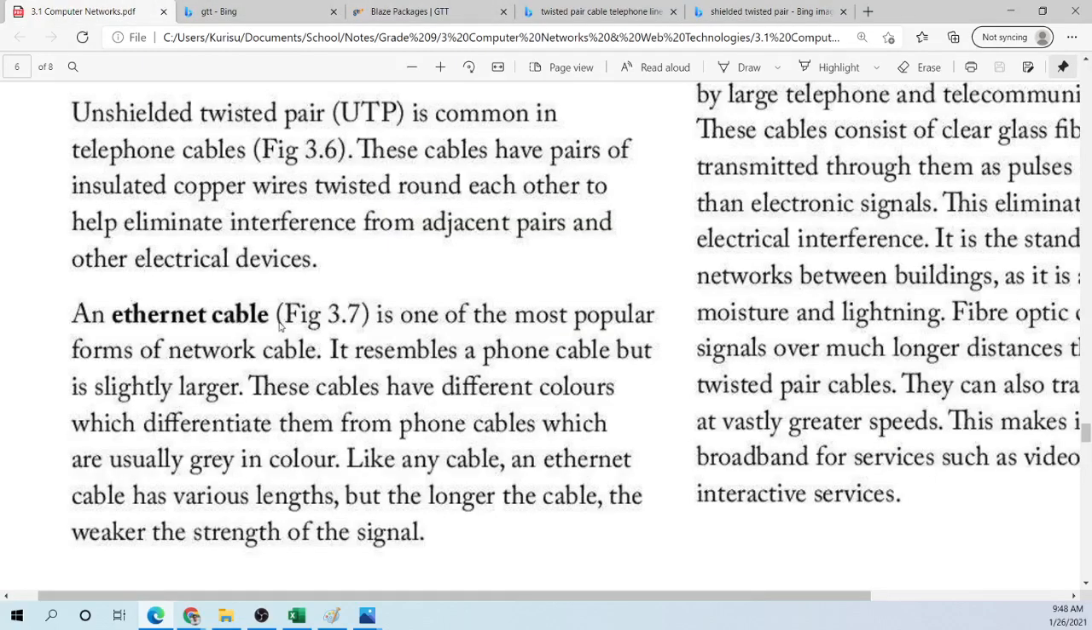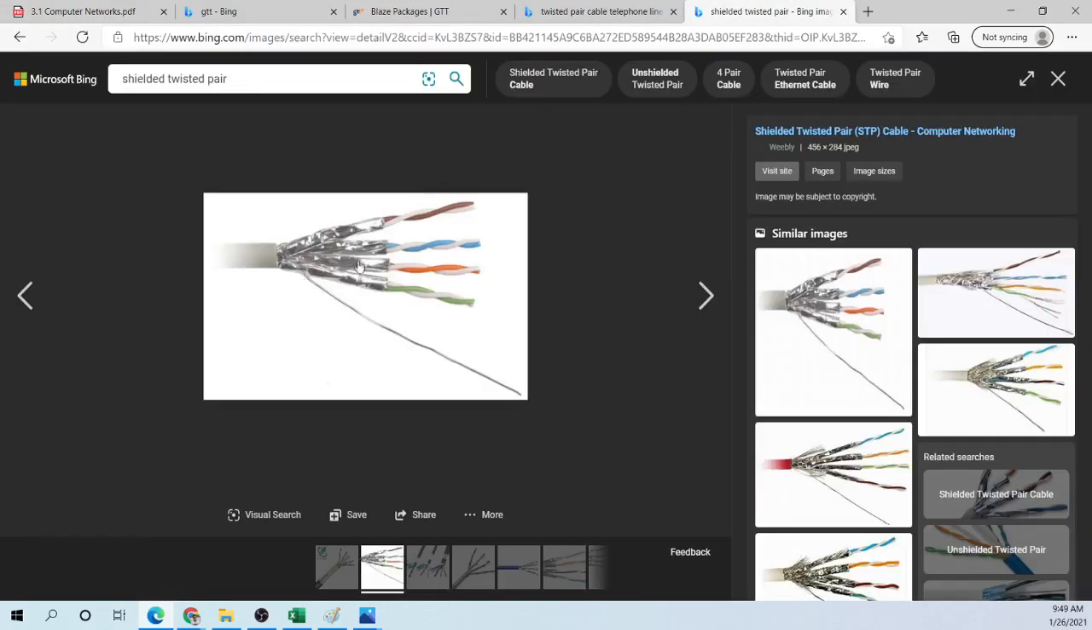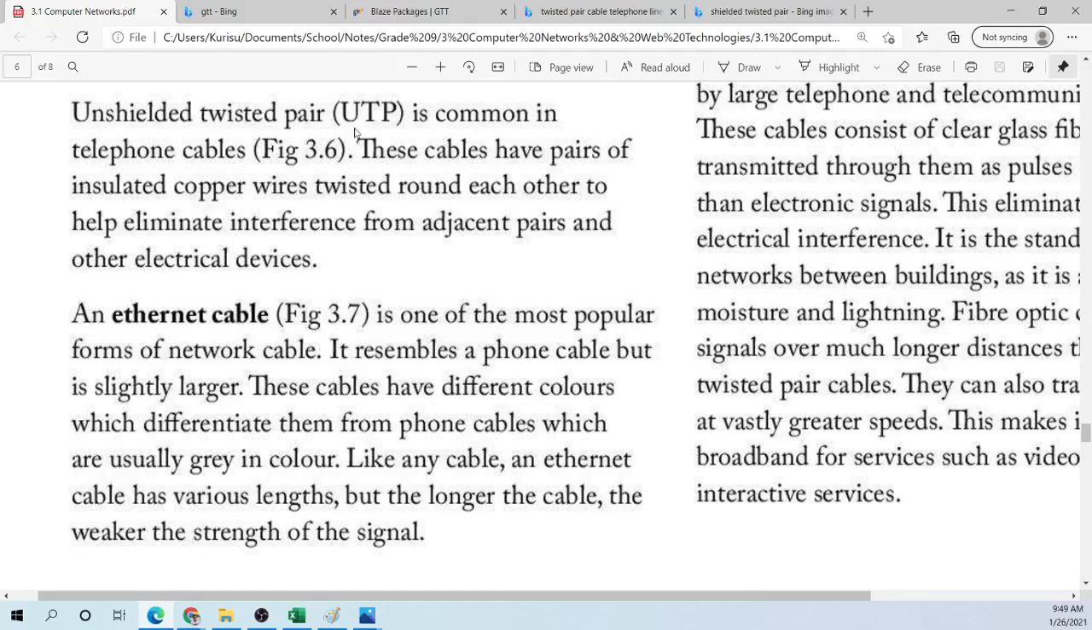So if you go back to the notes, the unshielded twisted pair, that basically has no shielding, but that is UTP. There's another one called STP, and you guys might want to take note of that. STP is called shielded twisted pair, and this is what it looks like. Each pair of cable would have a shielding around it so that it can protect that cable from interference. So there is UTP and there is STP.